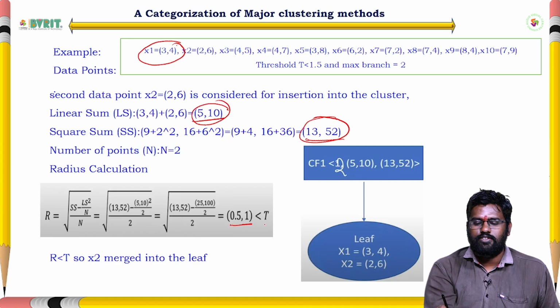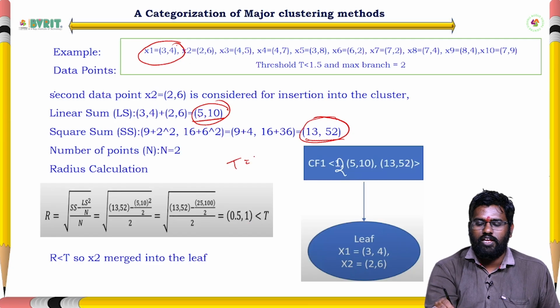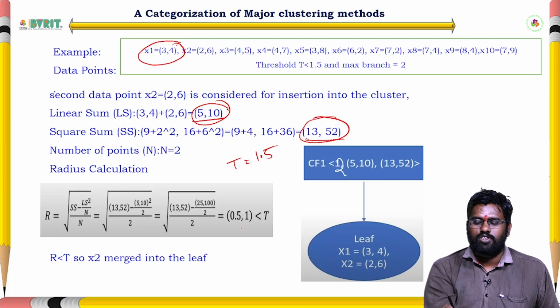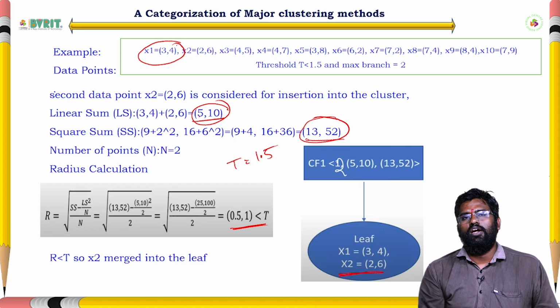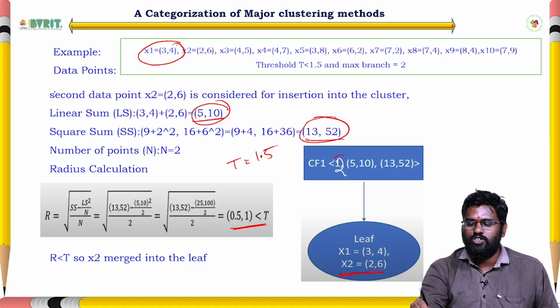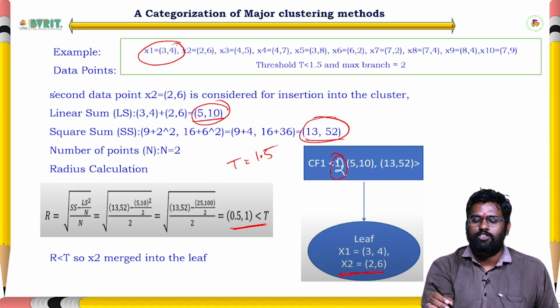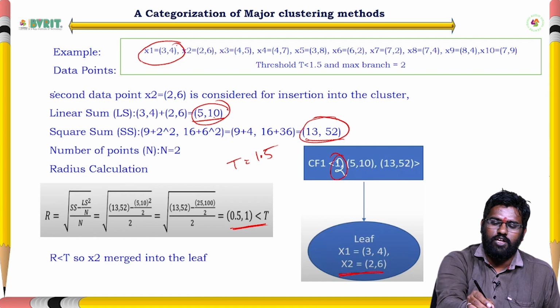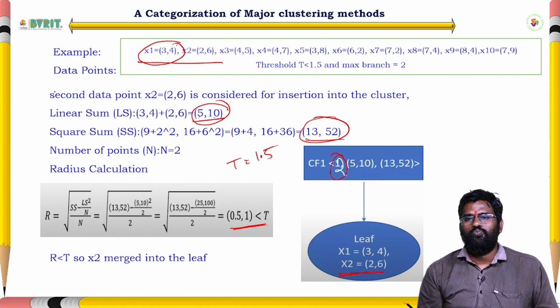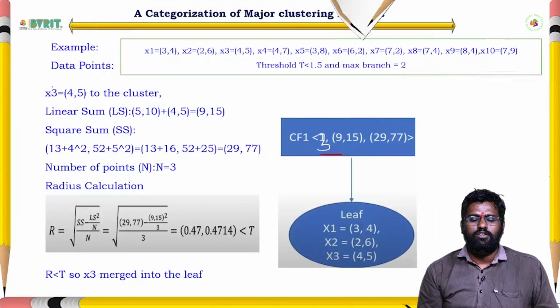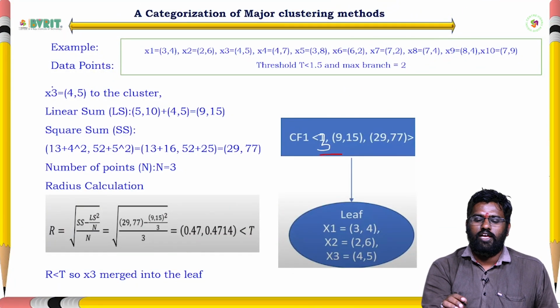So this value is less than T. Why? Because the T value we are given is 1.5. So this value is less than the threshold value. That's why we are including x2 into our data set. Now the CF value will be increased to 2 with these values, because CF has 2 values, x1 and x2. Similarly, the same process we have to do for x3.